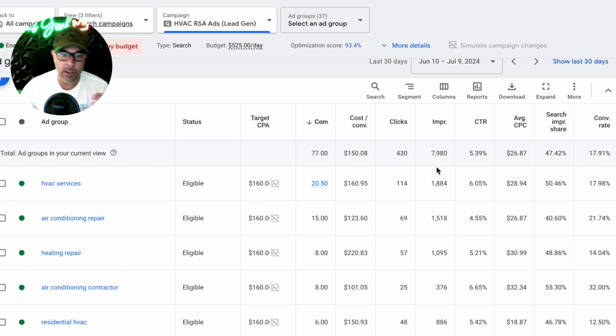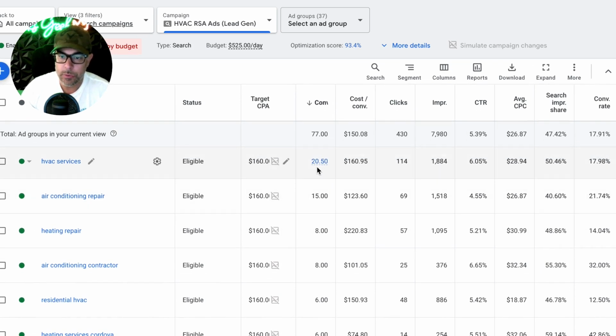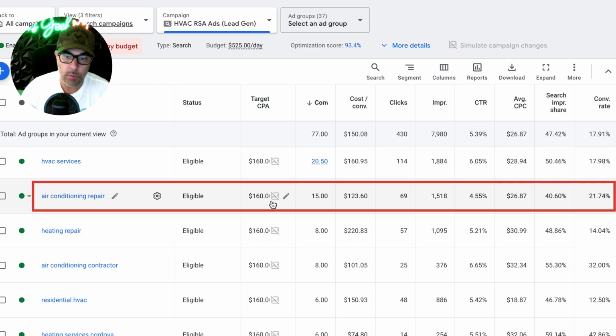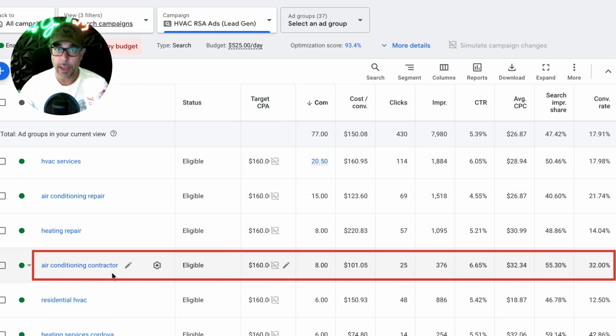So that said, let's go through these ad groups here. You can see we have a target CPA set at $160, and it's coming in at $150 a lead, which is excellent. Some ad groups are more expensive than others. So HVAC services, 20 leads. Air conditioning repair, 15 leads. Heating repair, 8 leads. Air conditioning contractor. These are ad groups, guys.